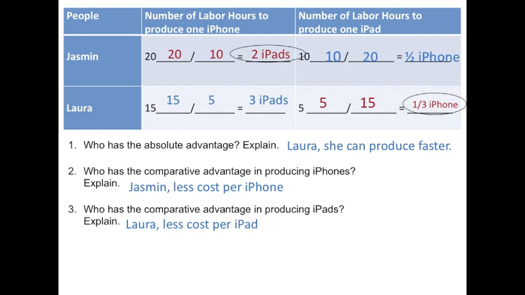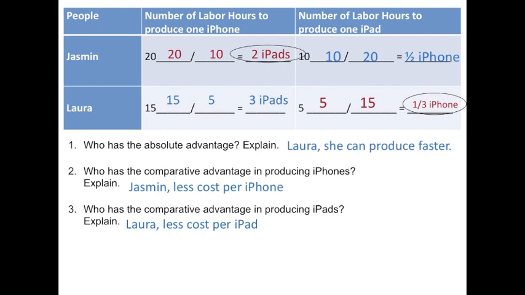So the question becomes, again, who has the comparative advantage? Again, I'm looking for who can do it with less opportunity cost. So for Jasmine, it only costs her two iPads compared to Laura's three. Or for Laura, it only costs her a third of an iPhone compared to Jasmine's half. Therefore, the individuals that can produce these products with the lowest opportunity cost should focus on what they do best.